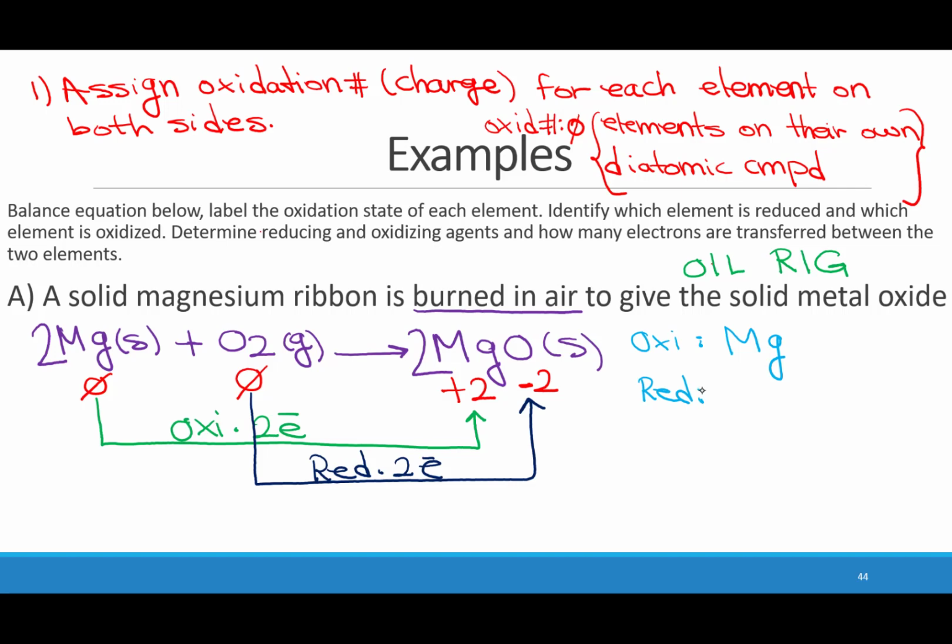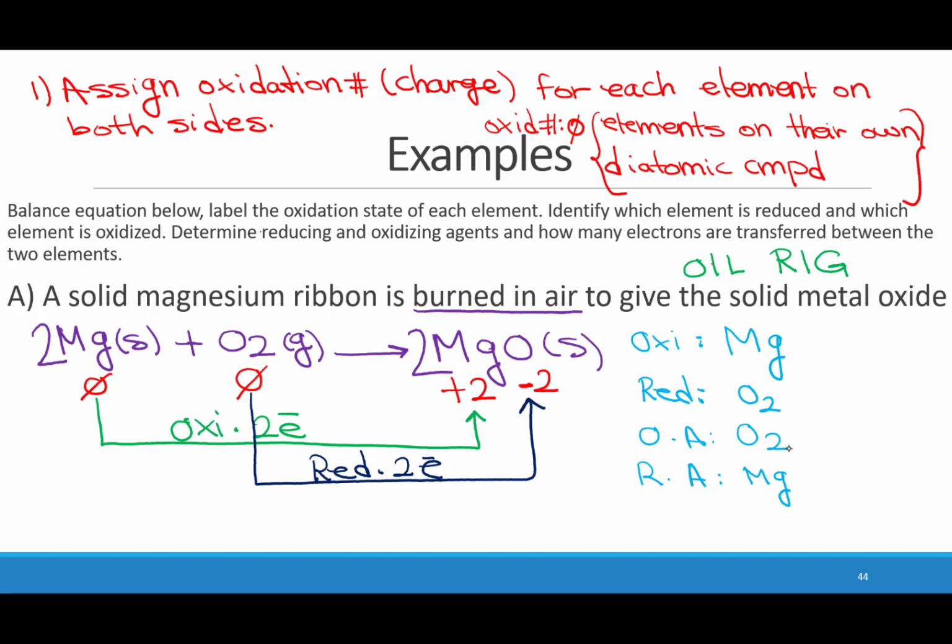It's the oxygen gas. Now, which one is the oxidizing agent? Which one is the reducing agent? Okay. Then oxidizing agent, reducing agent. Remember, the reactant that's being oxidized is our reducing agent. And the reactant being reduced is the oxidizing agent.